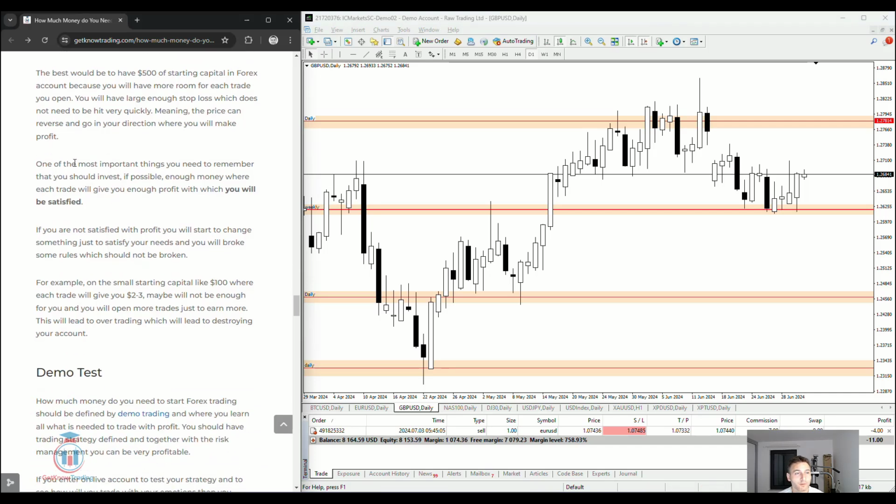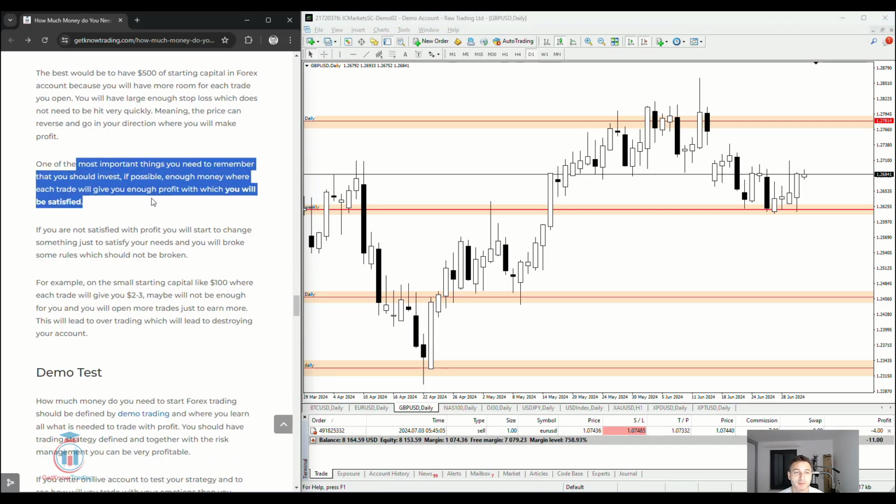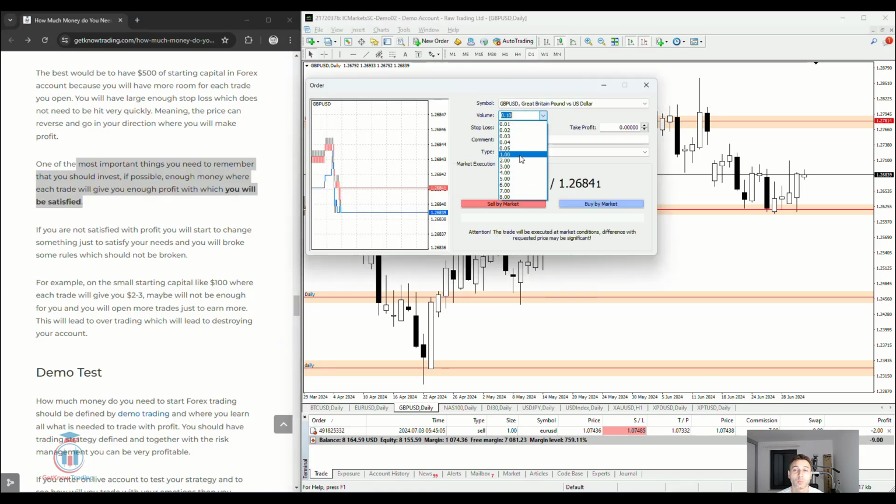Now, one of the most important things you need to remember is that you should invest, if possible, enough money where each trade will give you enough profit, where you will be satisfied. And that means if you open the trade here, you should not be unsatisfied. If you are earning, for example, $6, $13, this should not be a very bad feeling for you. If you are not earning enough money, you will not be satisfied, which is also normal. So if you are able to invest more money, so you are satisfied when you open the trade, you will be much more likely to leave the trade open, and you will not open a new trade with a higher lot size, which means that you will risk even more.